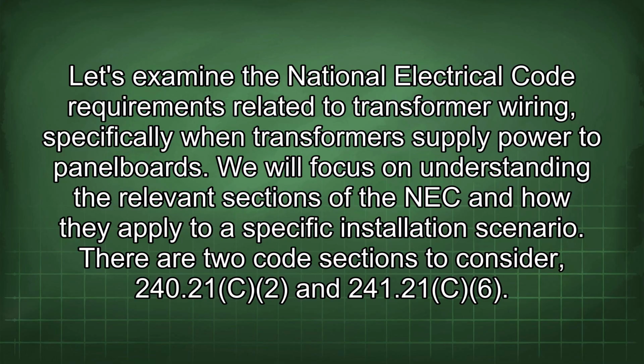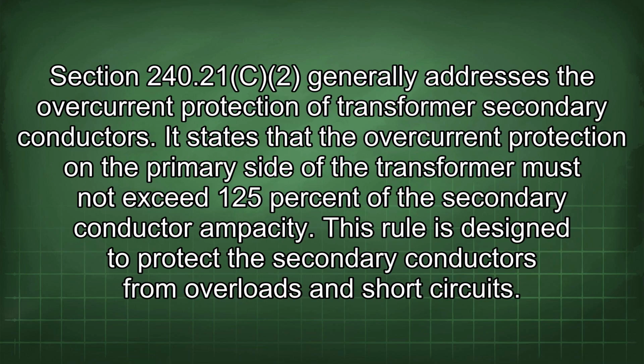240.21(C)(2) and 241.21(C)(6). Section 240.21(C)(2) generally addresses the overcurrent protection of transformer secondary conductors. It states that the overcurrent protection on the primary side of the transformer must not exceed 125% of the secondary conductor ampacity. This rule is designed to protect the secondary conductors from overloads and short circuits.